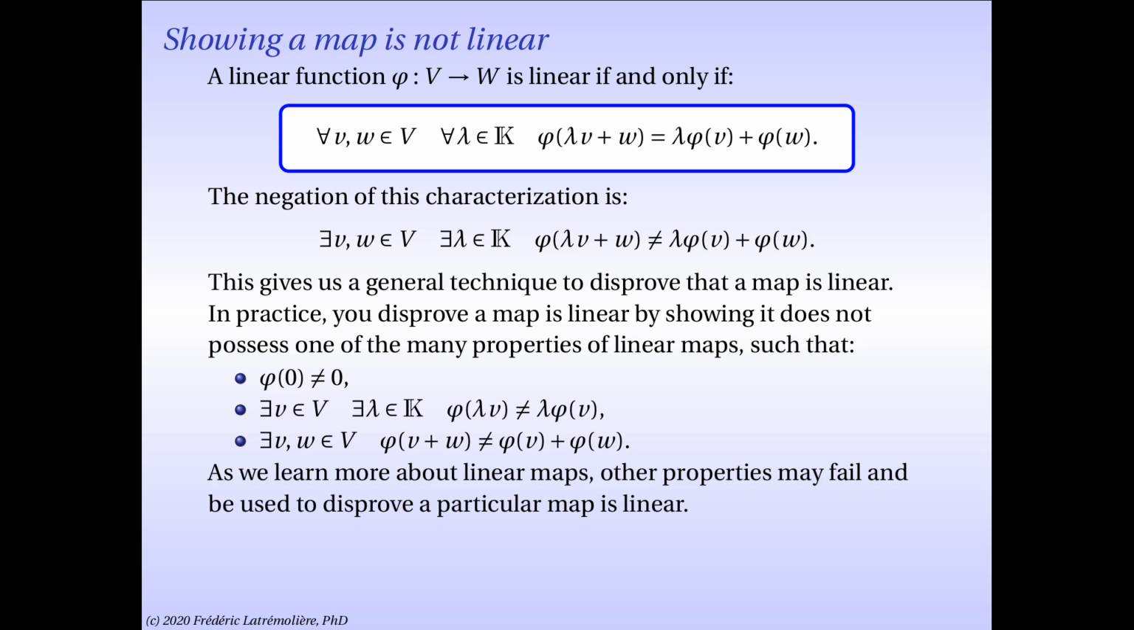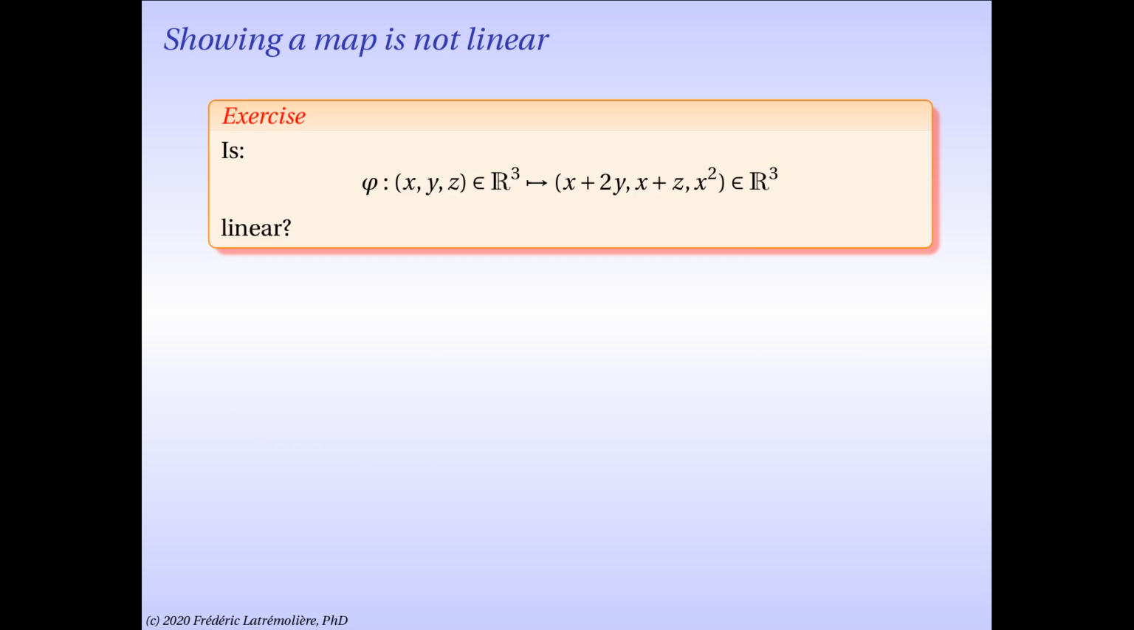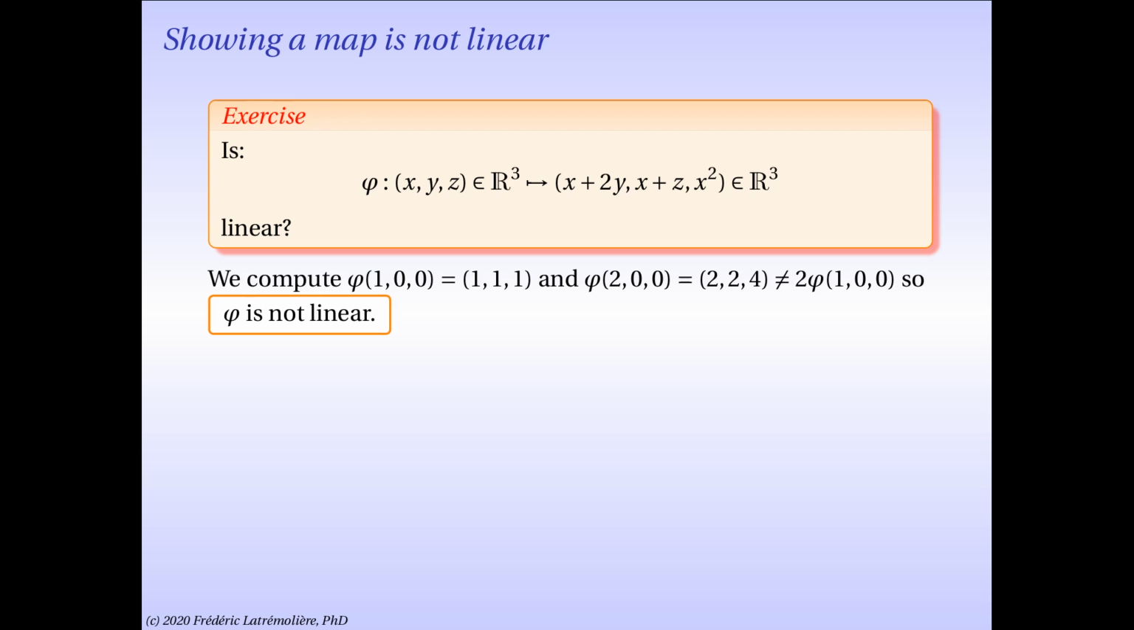There are many other properties we are going to learn about linear maps, and as we learn more about linear maps, other properties may fail and may be used to disprove that a particular map is linear. So, as an exercise, let's look at this little example. We ask if phi is linear. What we can observe on this little map is that if we apply it to two vectors, the vector 1, 0, 0 and the vector 2, 0, 0, we can easily calculate the output.